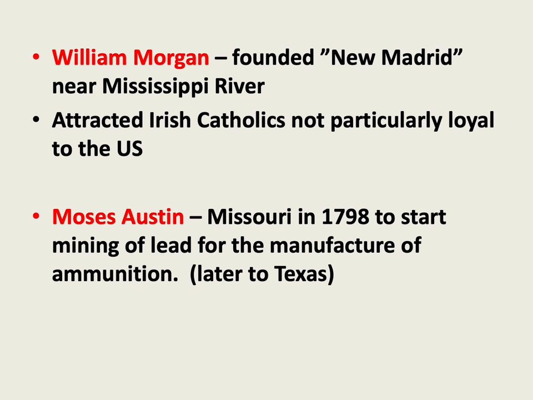Okay. Now, very early on, there were many Americans who moved into not Texas right away, but the huge area called Louisiana. William Morgan moved near the Mississippi River in Spanish territory, and he founded what he called New Madrid. Madrid, of course, is the capital city of Spain. And he was able to attract Irish American Catholics, because they were already Catholics, so that wasn't a problem. And these Irish American Catholics were not particularly loyal to the United States, because at that time in history, as you recall, Catholics in general, and particularly Irish Catholics, were discriminated against in many places in the United States.